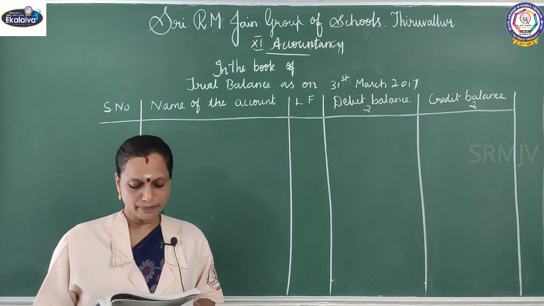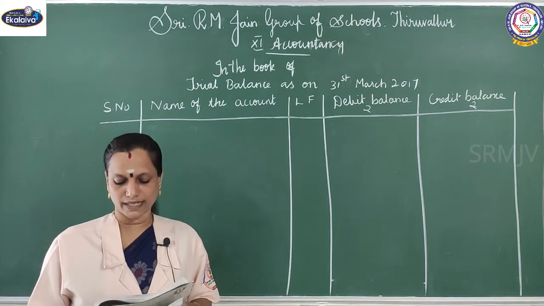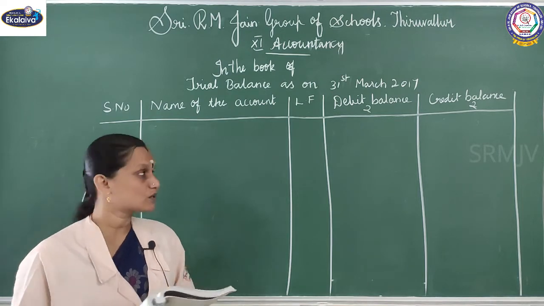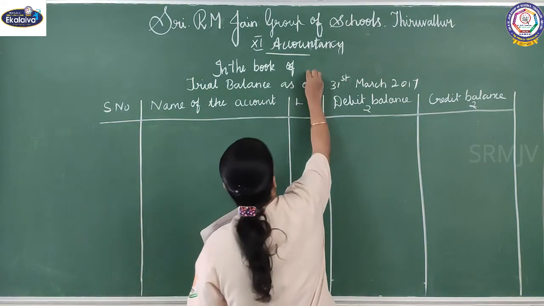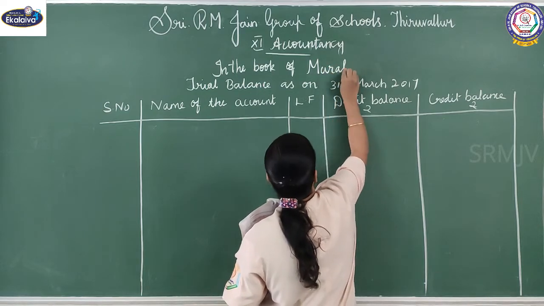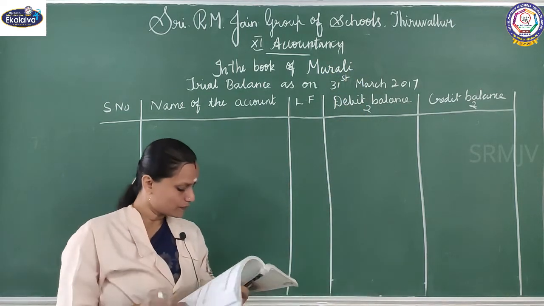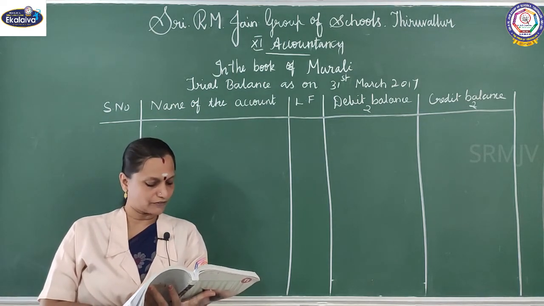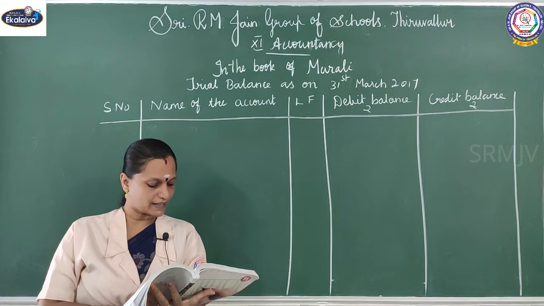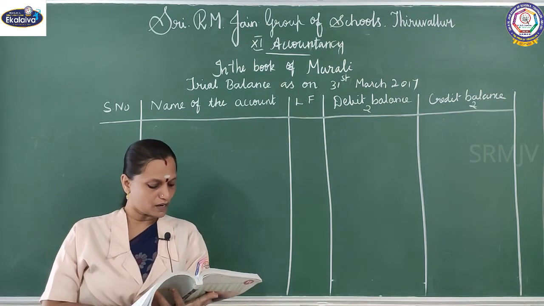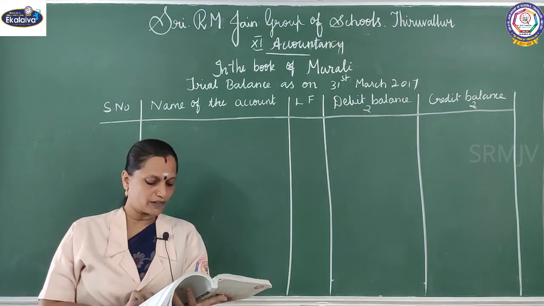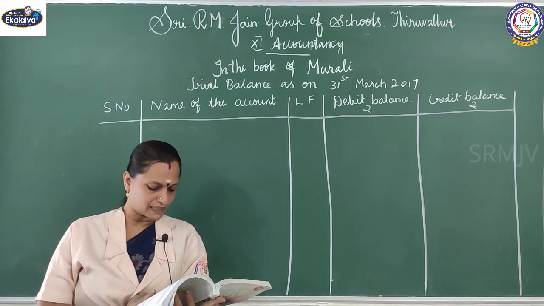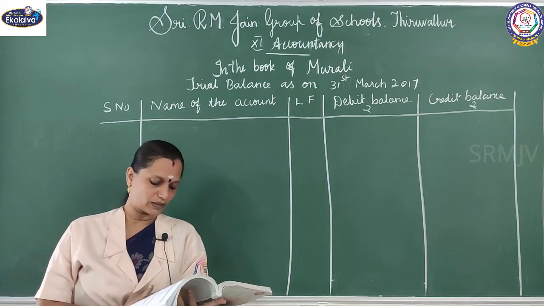The following balances are extracted from the book of Murali as on 31st March 2017. Prepare trial balance. So in the book of Murali, okay, children. So what they have given? Sales 35,000, interest paid 350, returns inward 2,500, depreciation 2,400, office rent 2,000, audit fees 1,000, octroi duty 8,000, land 90,000, capital 60,000, bank overdraft 11,250.